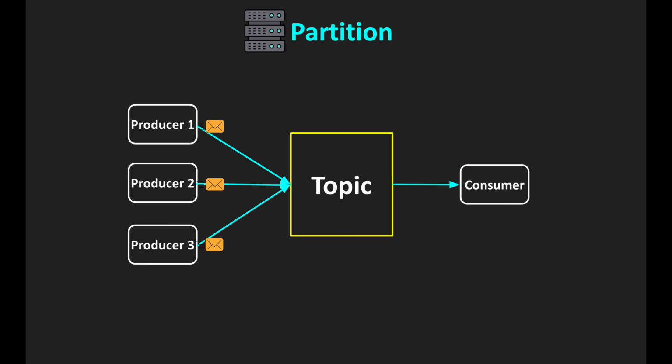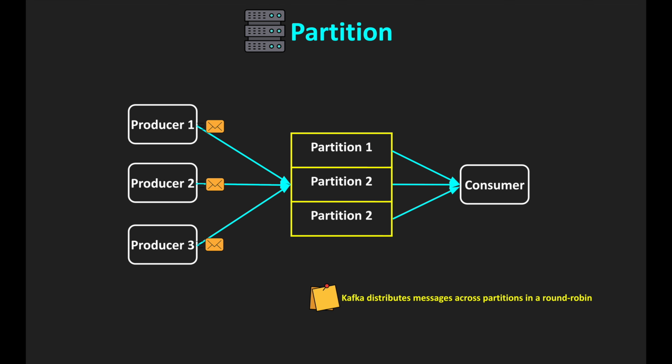The way it's done in Kafka, the topic is partitioned. We partition that into three different partitions, and by default, Kafka distributes messages across partitions in a round-robin manner. So what it means is, let's say that we receive 10,000 messages, 350 will go to the first partition, 350 to the second partition, and so on.